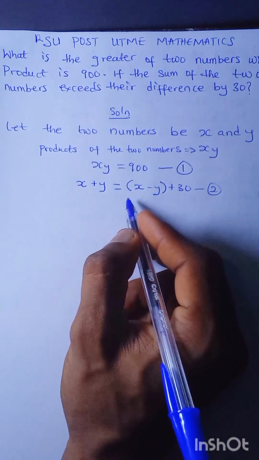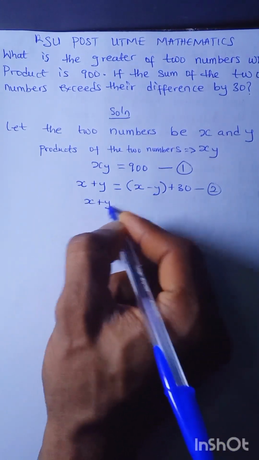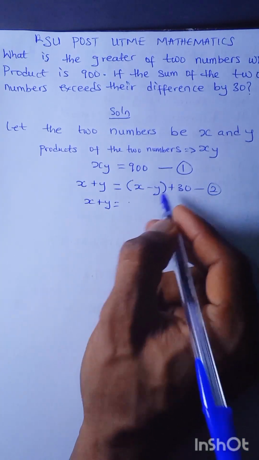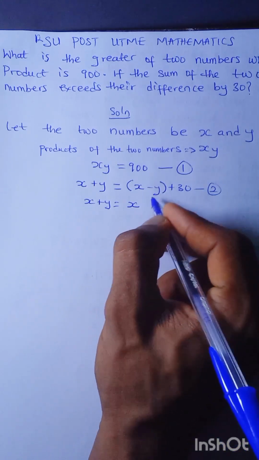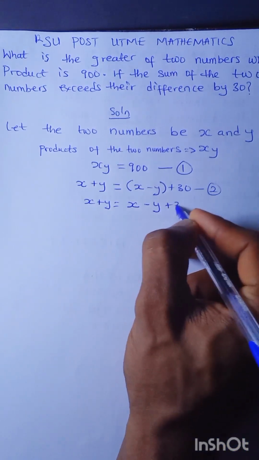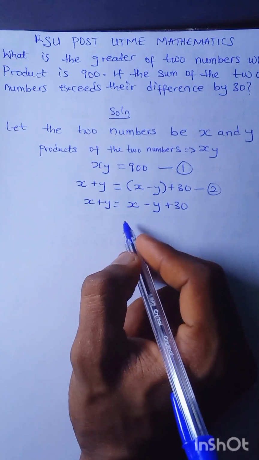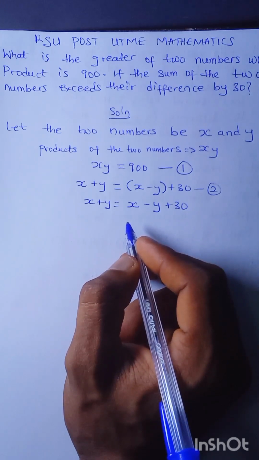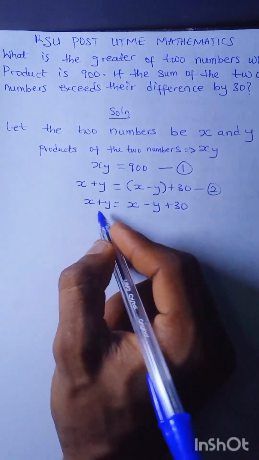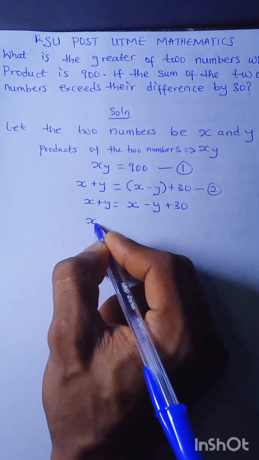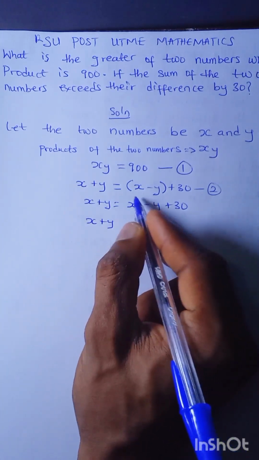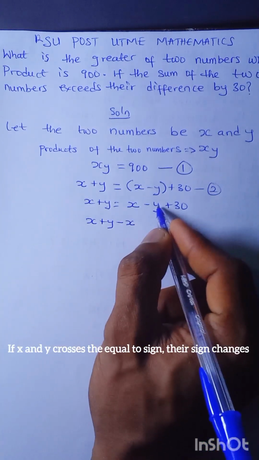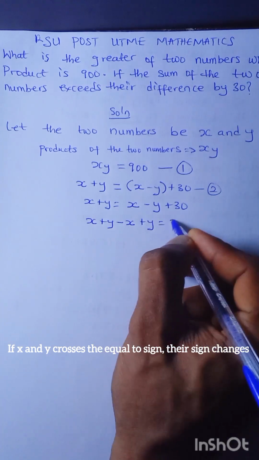So now let's work on this. We can expand this further by saying x plus y is equal to, if you multiply what's inside this bracket with the positive sign, we have x, then negative y, plus 30. Now we can solve this further by taking our variables to one side. So we have x plus y; if x crosses the equality sign, it becomes negative x. If y crosses the equality sign, it becomes positive y, is equal to 30.